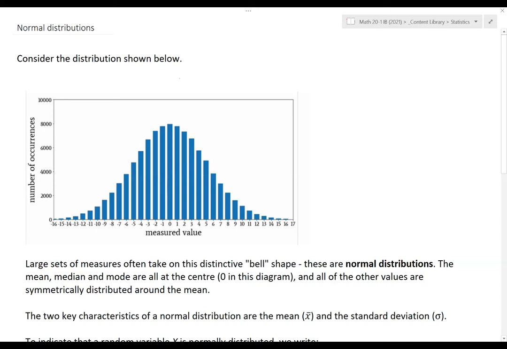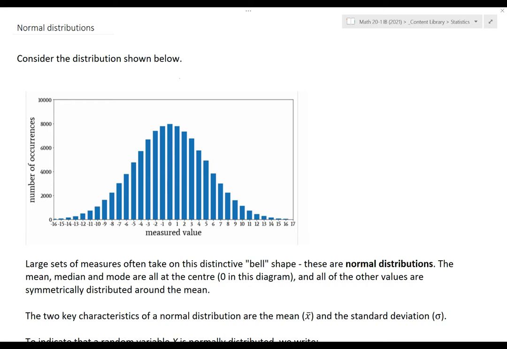Everyone. In this video, we're going to introduce the idea of a normal distribution. So let's look at the histogram that's shown here, where we have some measured value, which in this instance is taking values between -16 and +16. And we have a histogram showing the frequency of each of those values, or a bar chart showing the frequency of each of those values.